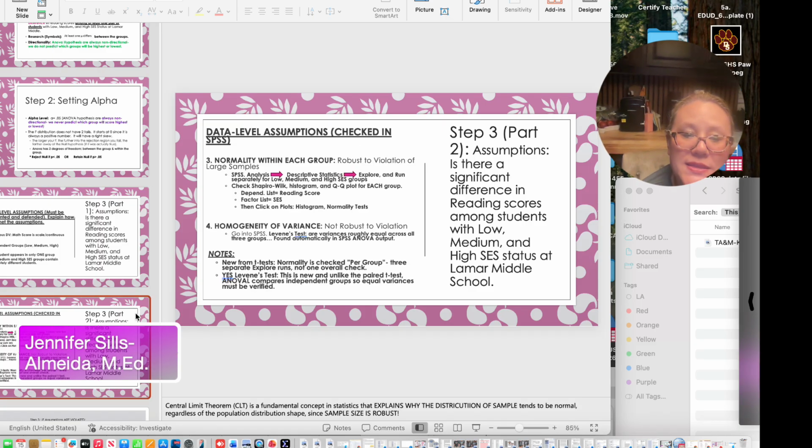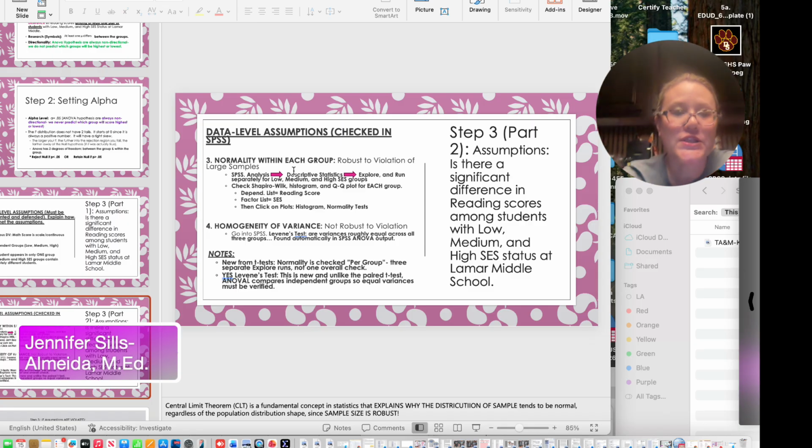Okay, the next level we're looking at in assumptions is the data level assumptions. What this consists of is we need to check for normality. So we need to see, is the bell curve normal? Is it normal, like there's no significant difference, or is there? We're about to run it, and I'll show you that there is a significant difference based on the 0.01. So I want to show you how we do that.